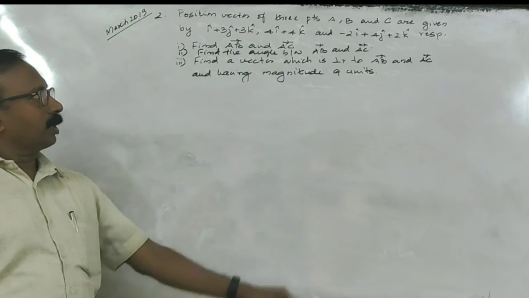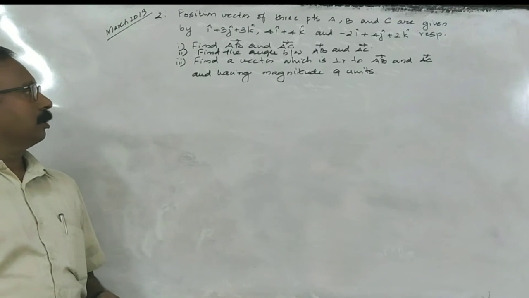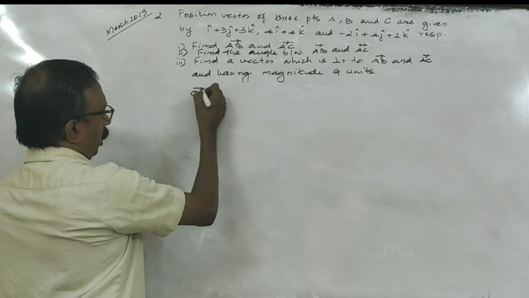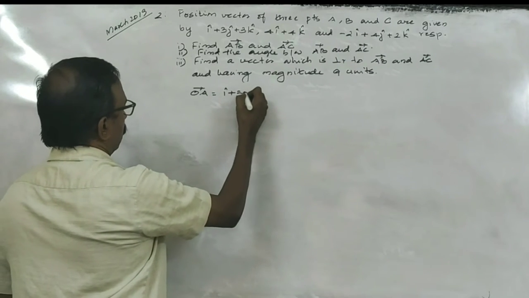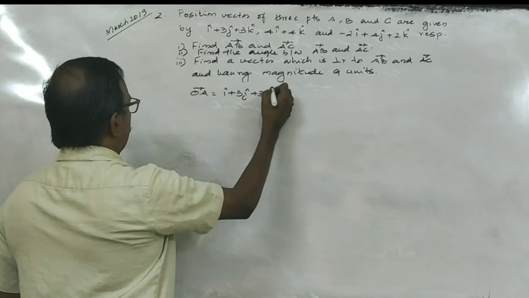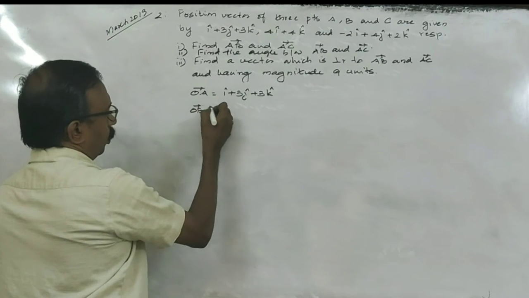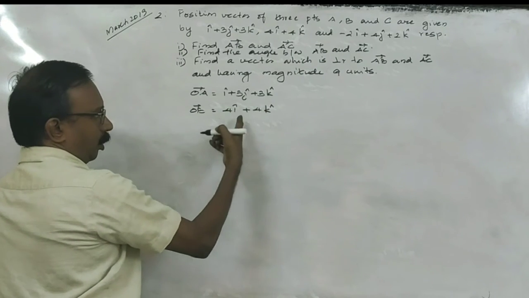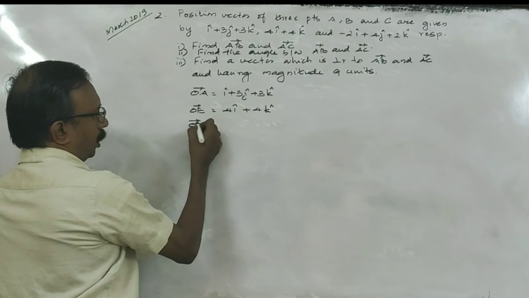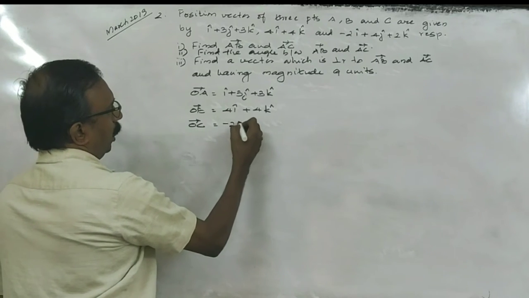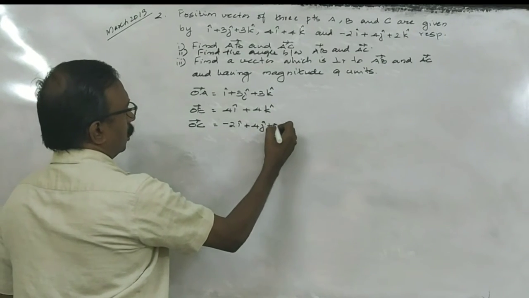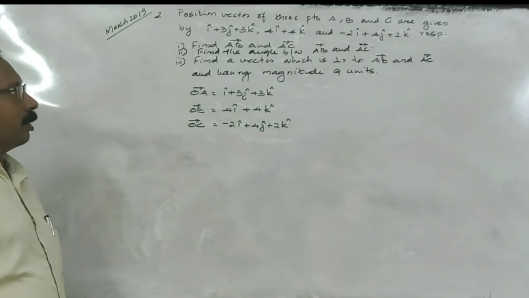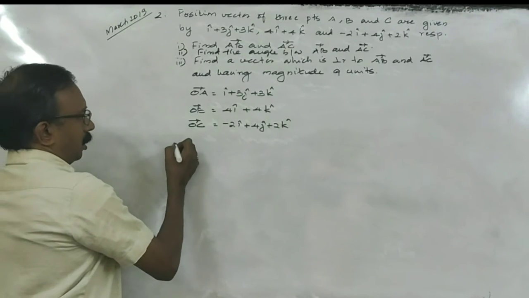This is the second question which was asked in 2019 March Kerala board. The position vectors of three points A, B and C are given. Therefore, we have vector OA is equal to i plus 3j plus 3k and vector OB is equal to 4i plus 4k, vector OC is equal to minus 2i plus 4j plus 2k, isn't it? From this, we can find vector AB and vector AC. That is the first question.